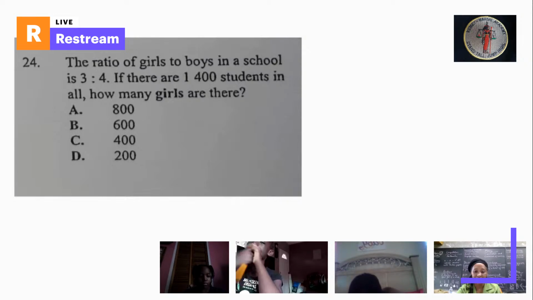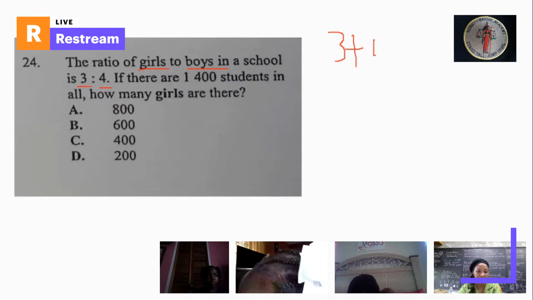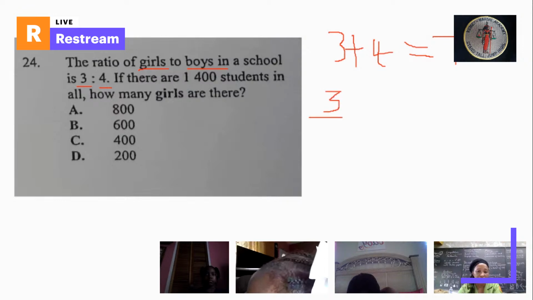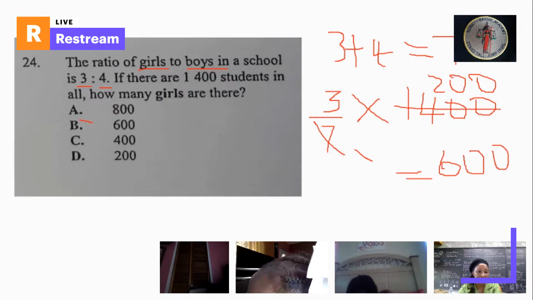All right, any takers? So the ratio, girls to boys, this is important. 3 goes with the girls, 4 goes with the boys in the order that is given. And there are 1,400 students. So we add the ratio, 3 plus 4, and that gives 7. 3 represents the girls, so for the girls, it will be 3 over 7 times the total. 7 into 1,400 is 200, and 3 times 200 would give 600. So that is B, 600.